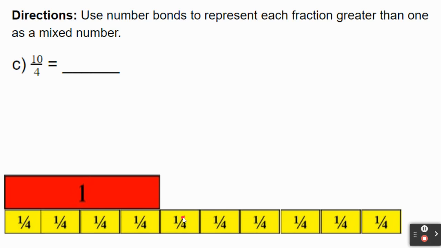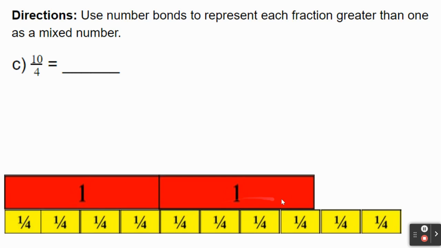That means we can make sure that there's another whole here because there was 4/4 to make up this 1 whole. So we can see that we've used a total of 1, 2, 3, 4, 5, 6, 7, 8 fourths to make up these 2 wholes, and we have 2/4 left over. So we can rewrite this fraction greater than 1 as 2 and 2/4. We can check this with number bonds.